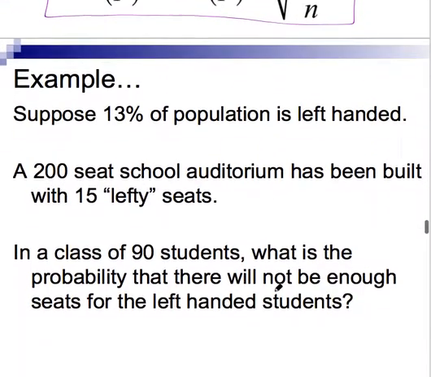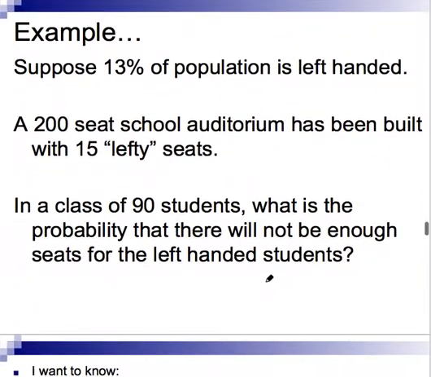Let's go through an example. Suppose 13% of the population is left-handed. A 200-seat school auditorium has been built with 15 lefty seats. I don't know if you know what those are, but in high schools or in colleges, they often have these desks with half of a table in front, like half the desk. They usually make them for right-handed people, with this piece on the right-hand side, but for lefty seats, it's on the left-hand side to make it easier for left-handed persons. So that's what that is.